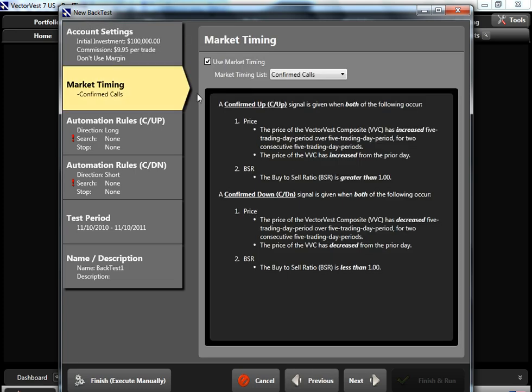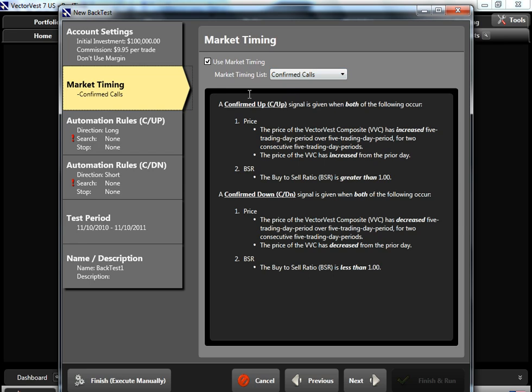For market timing, we'll be using our confirmed calls. This functionality in the backtester is called Auto Tester, which allows us to automatically pull up these timing signals. If you don't have the Auto Tester module, it is available on a trial basis. If you don't have it, you'd simply have to manually advance the backtest to each timing signal.